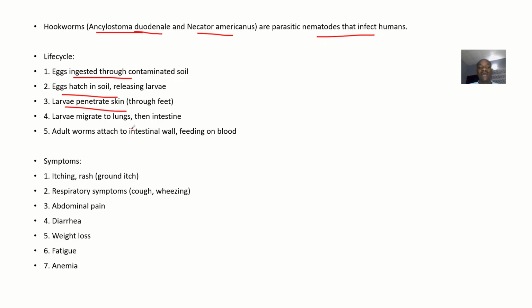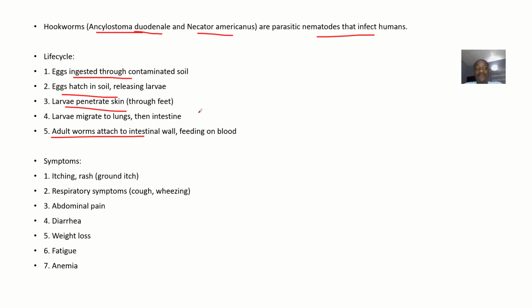Okay, so larvae migrate to the lungs. That's when it gets into you. They migrate to the lungs, then the intestine. The adult worms attach to the intestinal wall and feed on the blood, right? So you see that the person will be dehydrated and will look malnourished because as you are eating, these worms are taking up the food. So you could see their journey. They move to the lungs first, then the intestine. In the lungs, they'll be causing respiratory problems, and the intestine will be causing gastrointestinal problems.